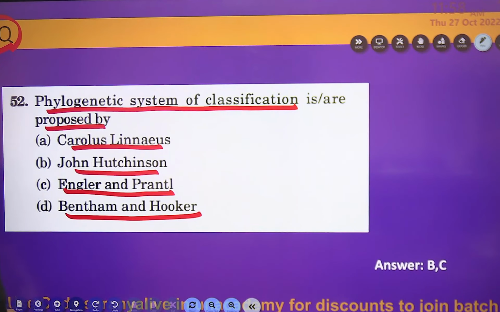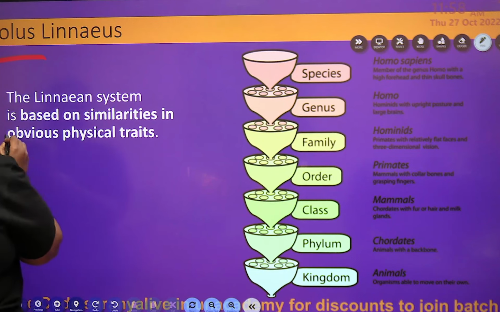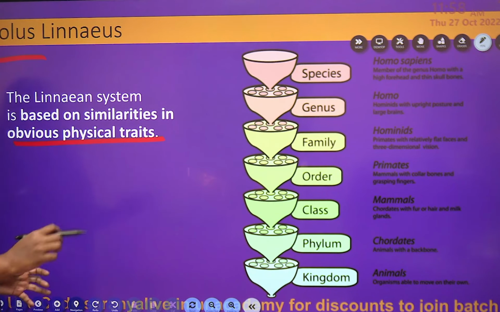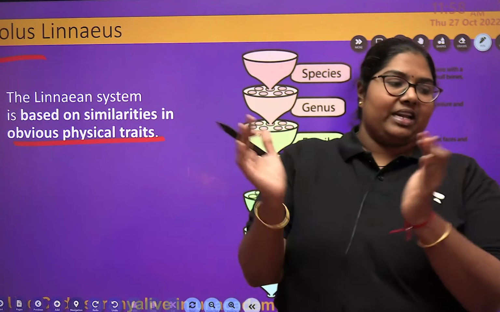Let us see each of the scientists' contributions in detail. The first one is Carolus Linnaeus. He did the classification only based on obvious physical traits. If the physical traits were similar, then he put them all in one group.